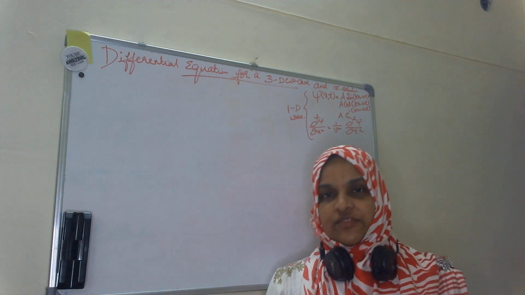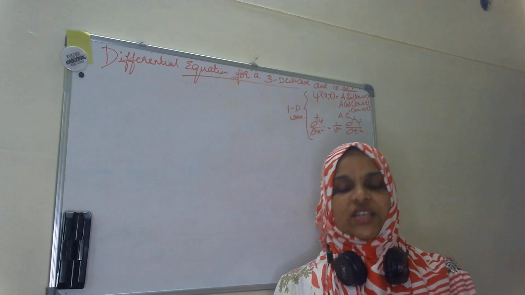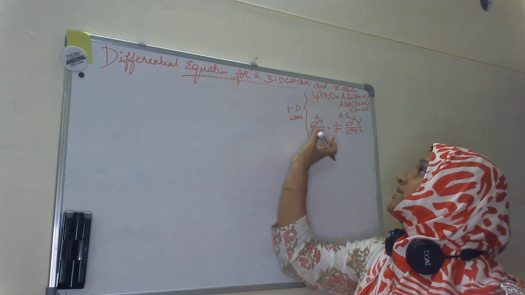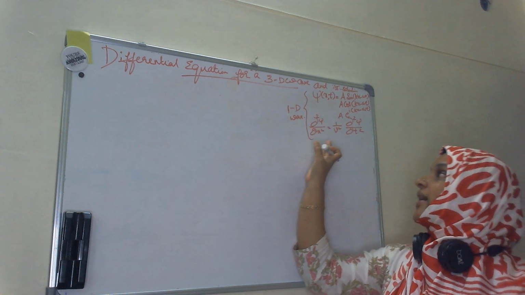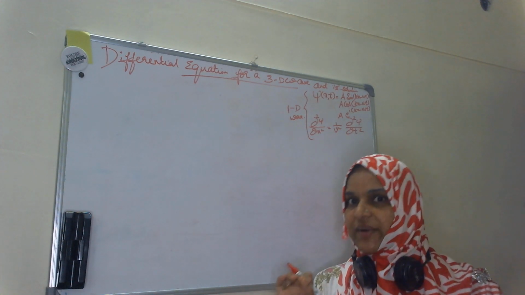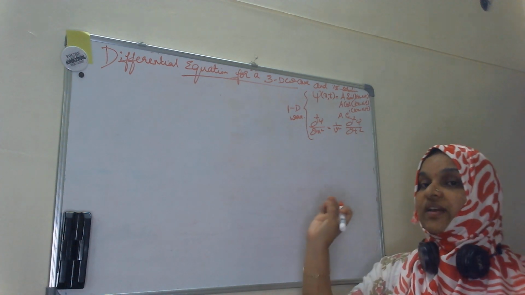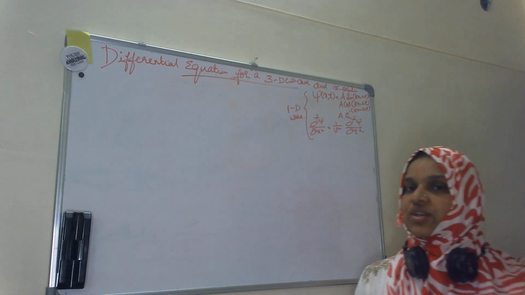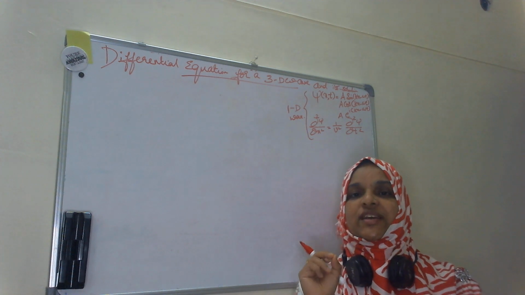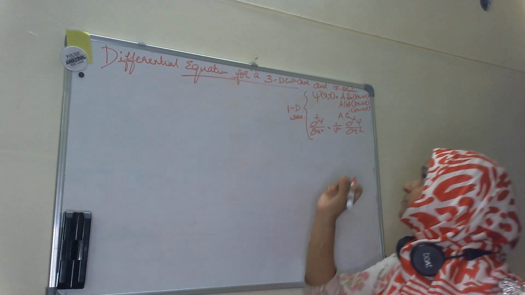Now, we have derived a second order differential equation for representing a one-dimensional wave. That is, dou square psi by dou x square equals 1 by v square dou square psi by dou t square, which represents a one-dimensional wave where v is the velocity of the wave and psi is the wave function, which is a function of position as well as time coordinate of a wave.